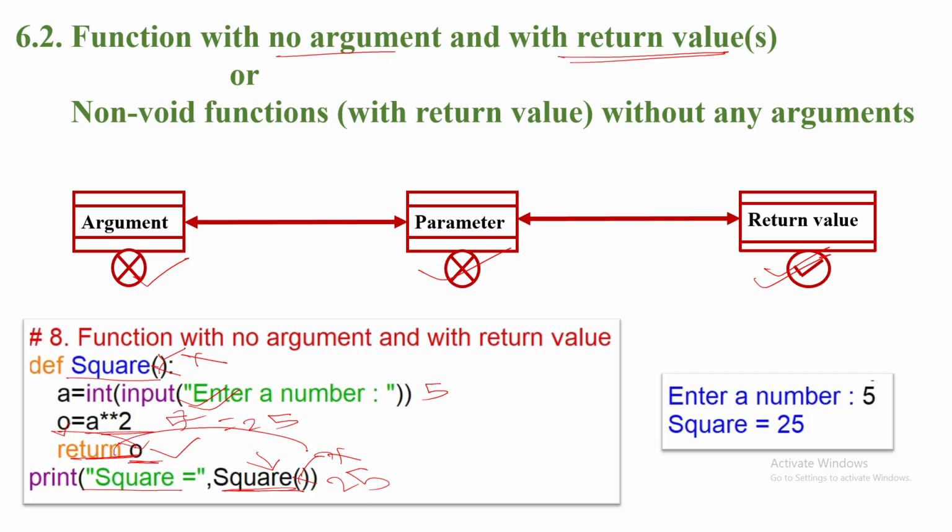then here it will generate the value, and whenever the function is called, it will pass to this value. So this is the function with no argument and with return value.